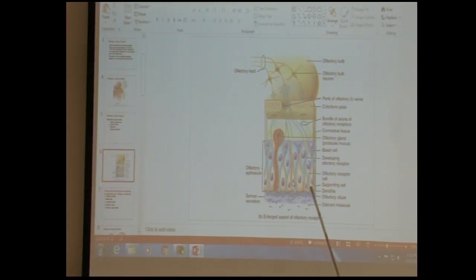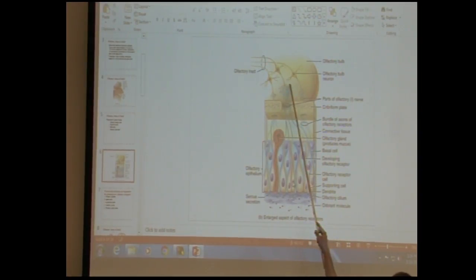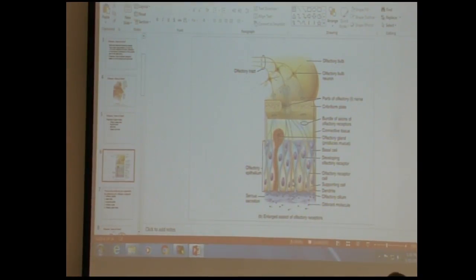Because you've got your receptor cell in, what color is that? Forgot already. In blue here, but it only takes the signal to the olfactory bulb. But then the signal has to get to the cerebral cortex. So the bulb neuron takes the signal from the bulb to the cerebral cortex.